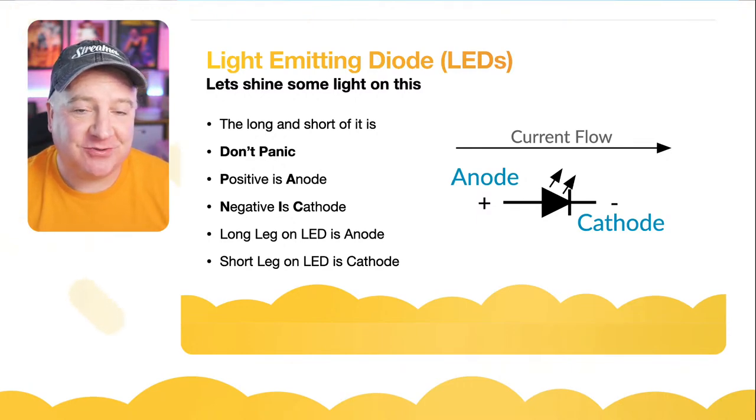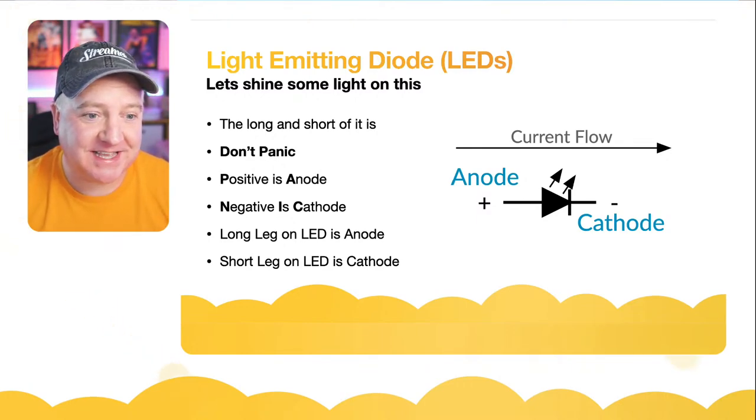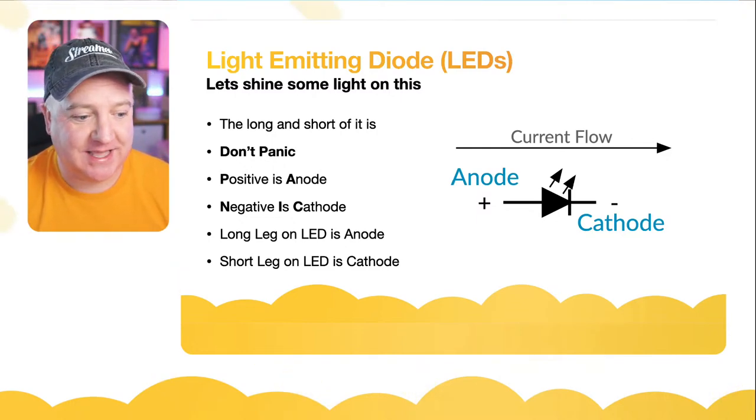And PANIC is the thing to remember that. So positive is anode, negative is cathode. And I always say the long and the short of it, the long leg is the anode and the short leg is the cathode.